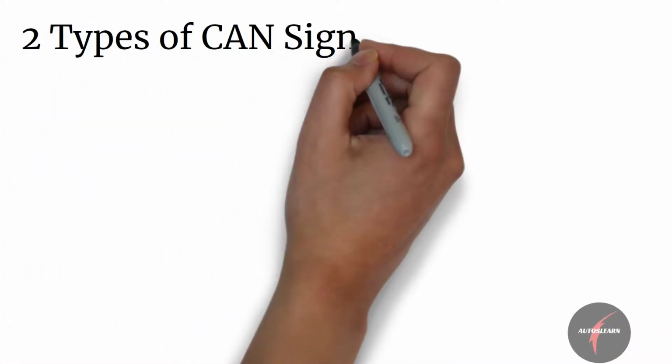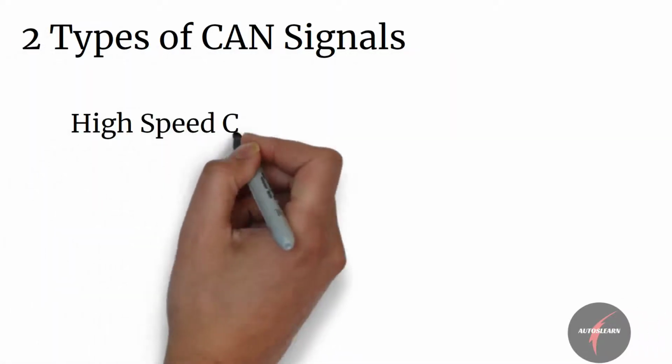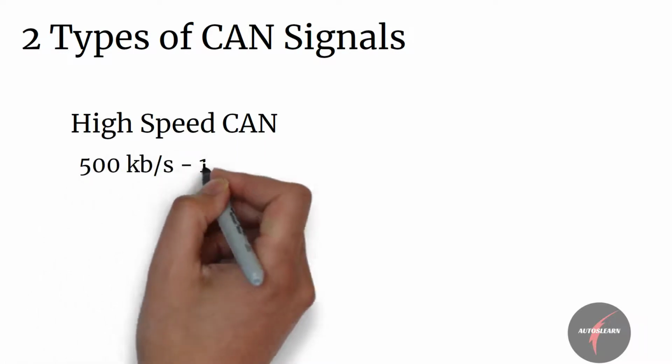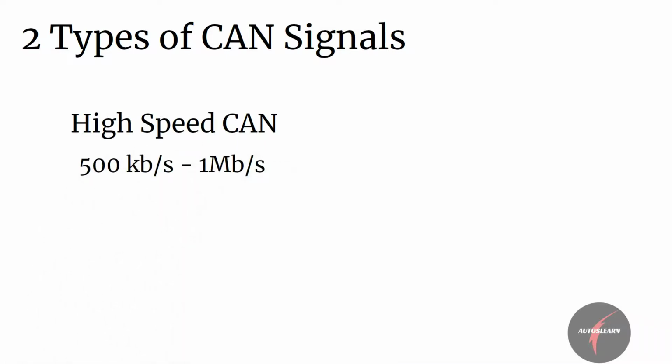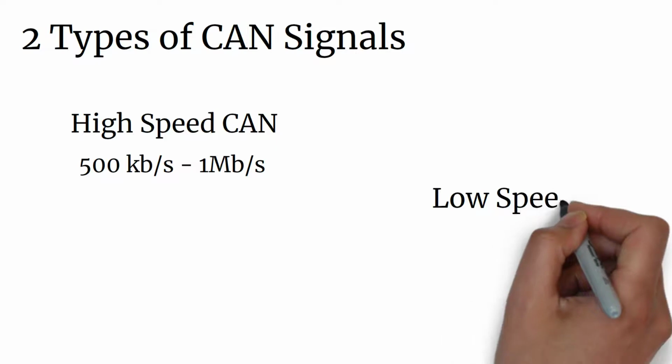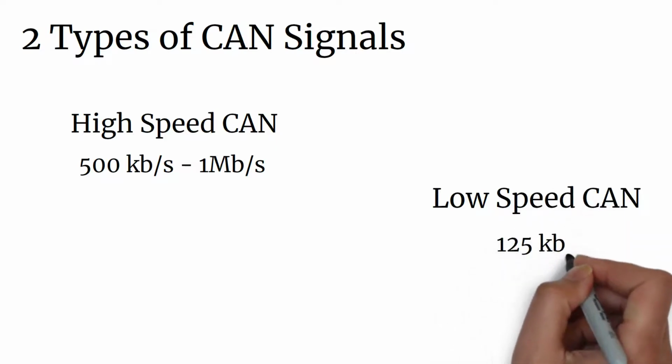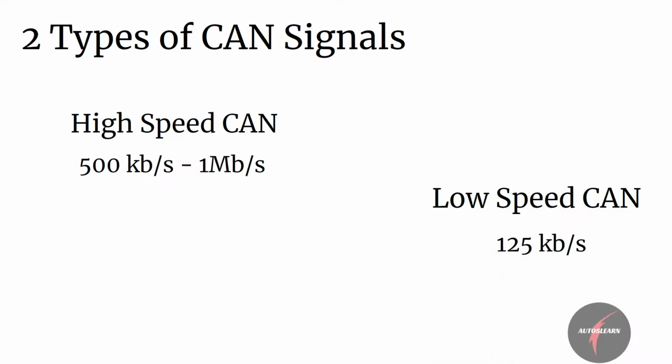There are two types of CAN signals. High-speed CAN with bit speed ranging from 500 kilobits per second to 1 megabit per second, and low-speed CAN with a bit speed up to 125 kilobits per second.